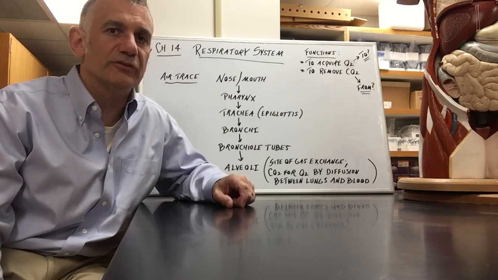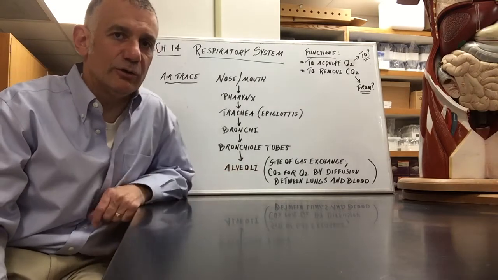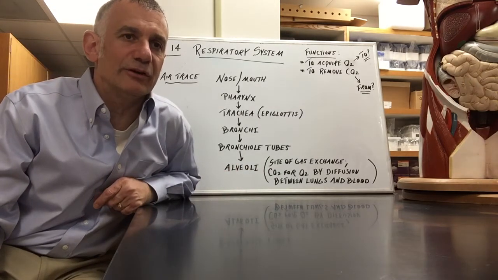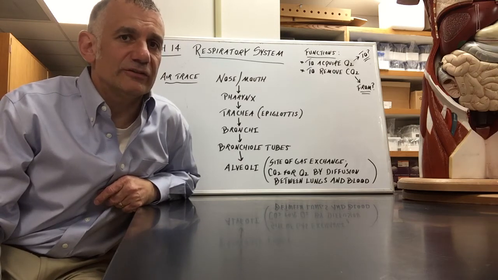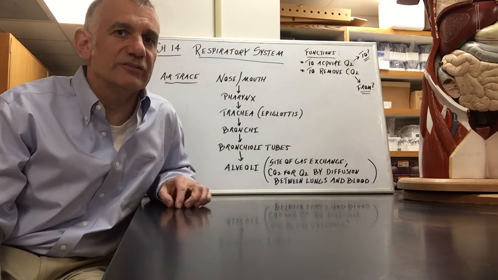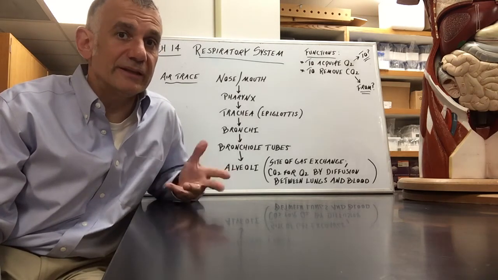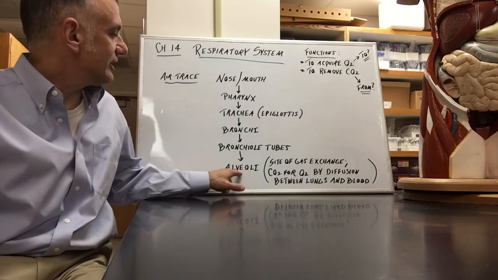They get smaller and smaller and smaller, and then they terminate in little grape-like clusters called alveoli. A singular form of that would be an alveolus. You have about 300 million of these between your two lungs. So there are a lot of these tiny little air sacs. And this is where the nuts and the bolts, the actual thing that the respiratory system does, occurs: gas exchange. Gas exchange occurs in the alveoli.